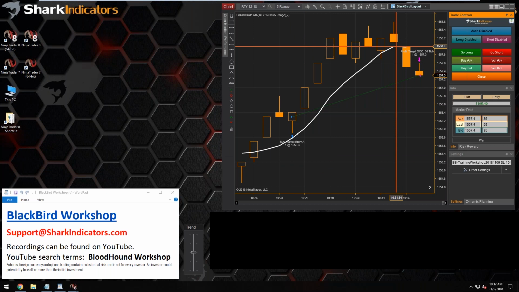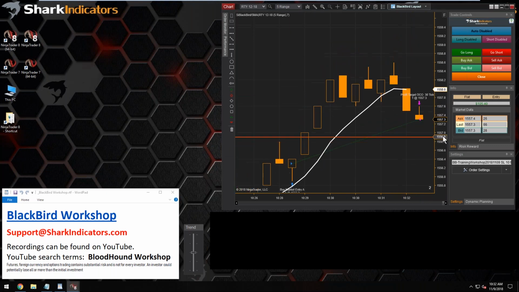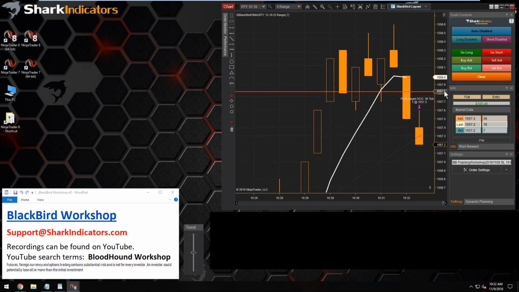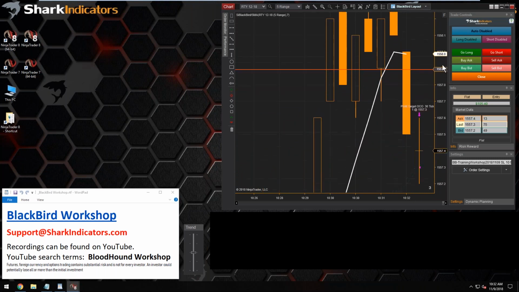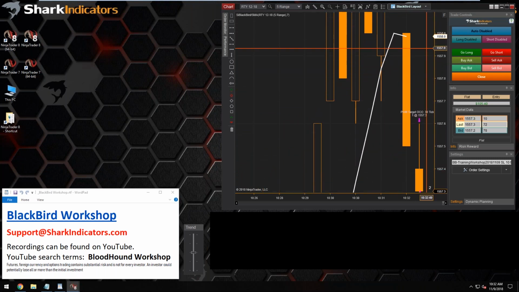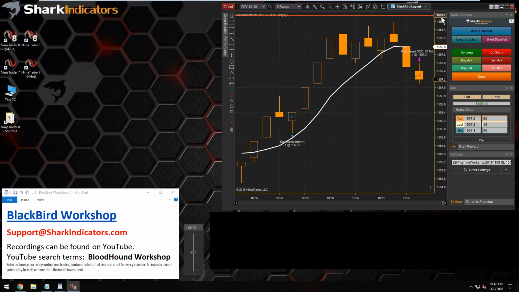So that SMA almost looks flat, but it sloped down ever so slightly. If we stretch our chart out, we can see the SMA had just a tad bit of a slope down. So there you go, Michael.